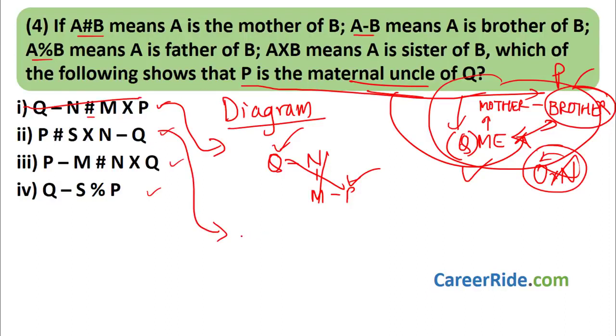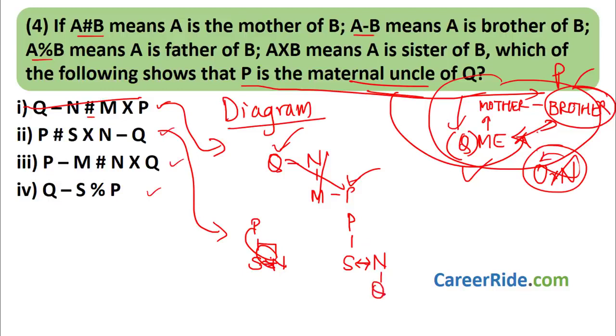What is it? P hash S, that means P is the mother of S, okay? S X N, S is sister of N, okay? That means that S and N are sisters. So I'll write again over here, P is mother of S, S is sister of N. For siblings, we have already shown an arrow, okay? We'll use a double-edged arrow for siblings. So S is sister of N, okay, and N dash Q. N is father of Q.